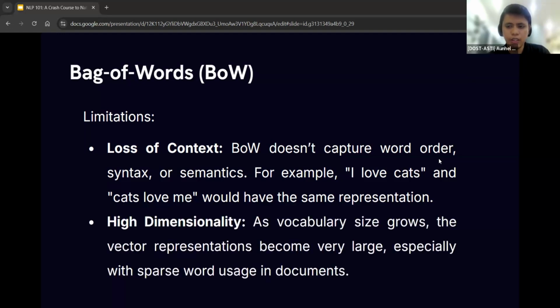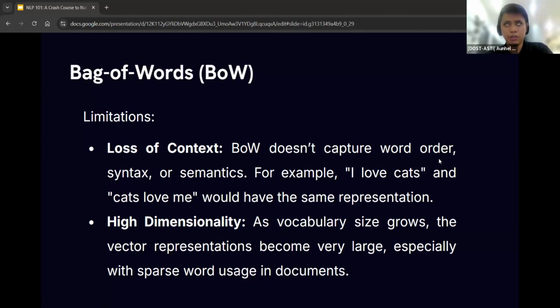High dimensionality. As you can imagine, as the vocabulary size grows, the vector representations become very large, especially with sparse word usage in documents. The size of the vector representation depends on the size of your vocabulary. If you have, let's say, 1,000 unique words, your vector representation contains 1,000 entries. If it's 1 million, it's 1 million, things like that. So it would have a very, very high dimensionality.